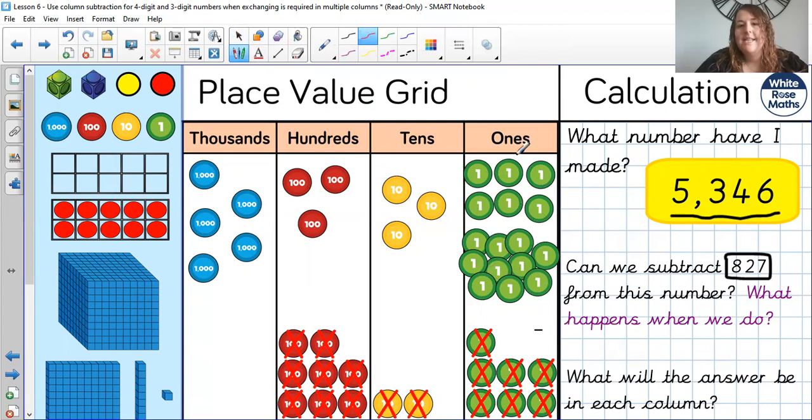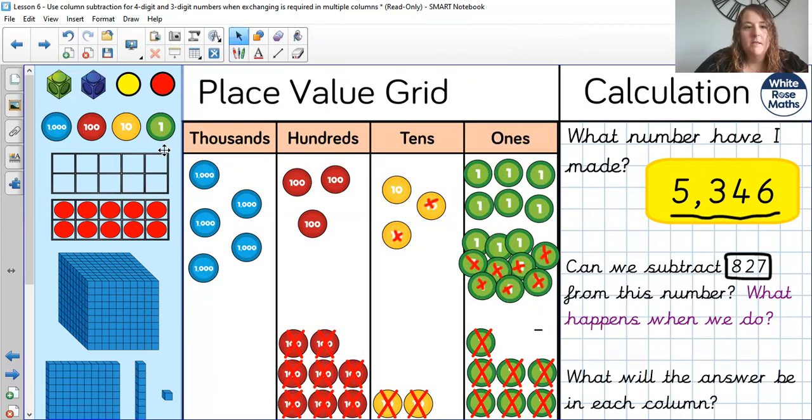Okay, so now I can start subtracting. I've now got 16 ones, and I'm taking away 7. So 1, 2, 3, 4, 5, 6, 7. Brilliant. Okay, tens column. I've got 3 and I need to take away 2. I can do that. 1, 2. Then in my hundreds, I've got 3 hundreds, but I need to take away 8. So I can't do that at the moment. So I'm going to need to exchange from my thousands column, bring one of those over. So I'd have 13 hundreds, but I'm going to exchange that into 10 hundreds.